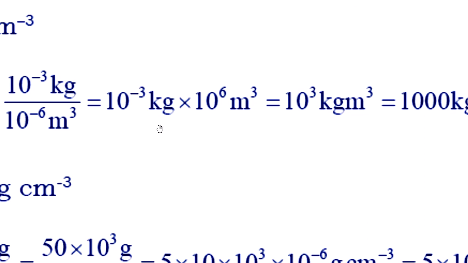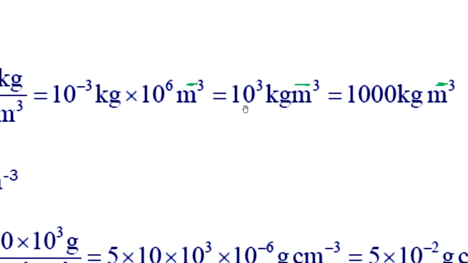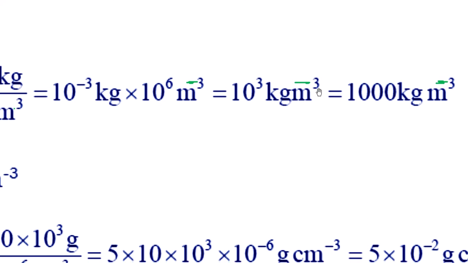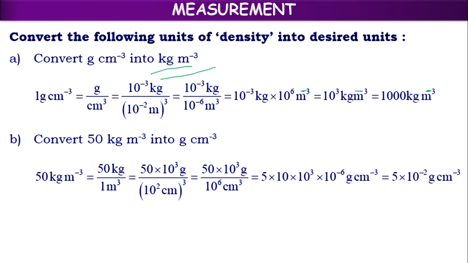Sorry, this meter cube also will become minus. When it goes up, it will become minus 3. Kg m to the power of minus 3. So 10 cube kg m to the power of minus 3. 10 cube means 1000 kg m to the power of minus 3. Like that we can convert.